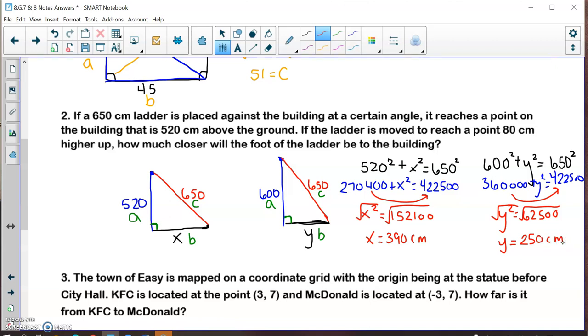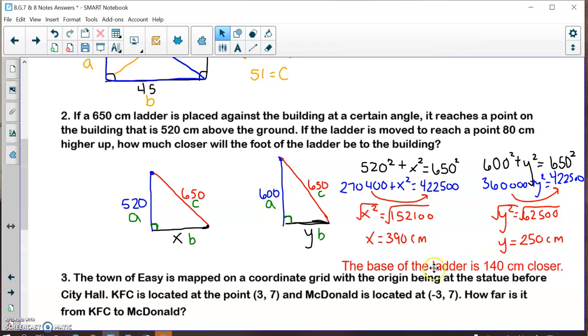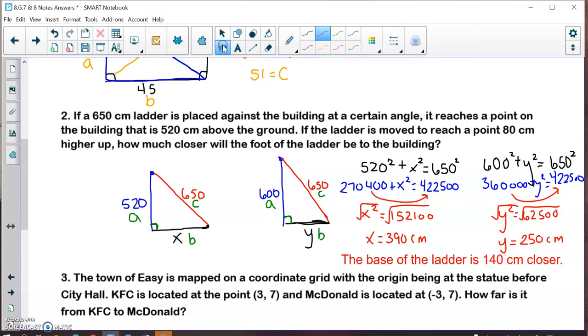So we want to know how much closer is y compared to x. So if I do 390 minus 250, I wind up with the base of the ladder is 140 centimeters closer. And that's your answer. All right, moving on to the next one.